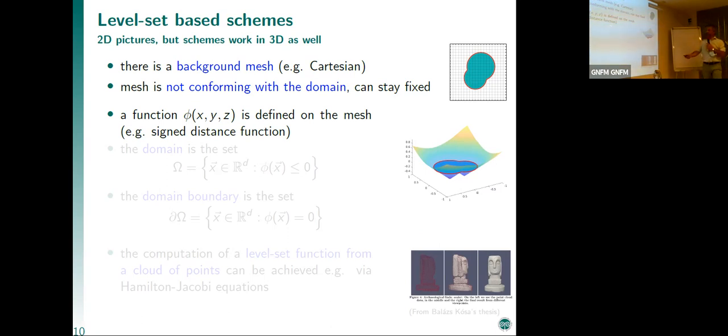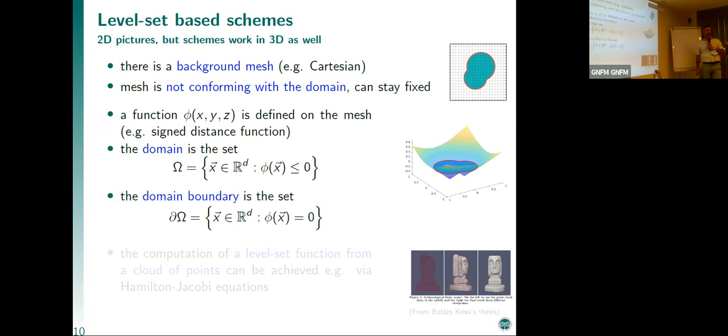The object is really described by what's called a level set function. And the level set function, in principle, could be any function which takes negative values inside of the object and 0 value on the boundary of the object. As a matter of fact, if this level set function is a distance function, then everything works a little bit better. But basically, the idea of level set method is the following.